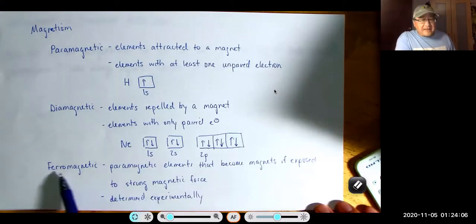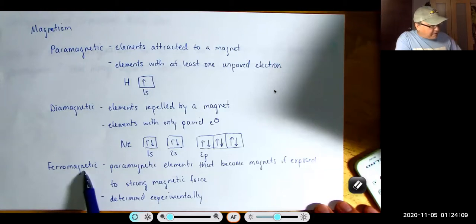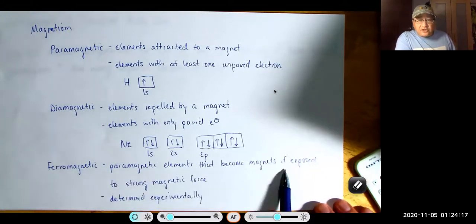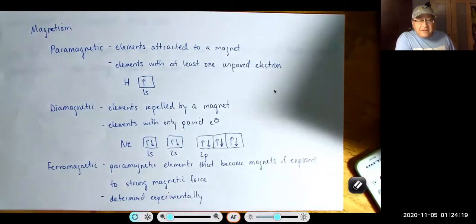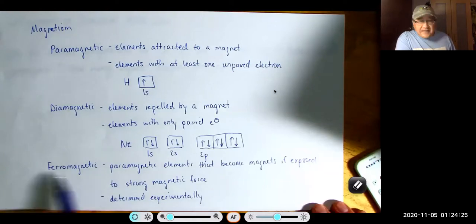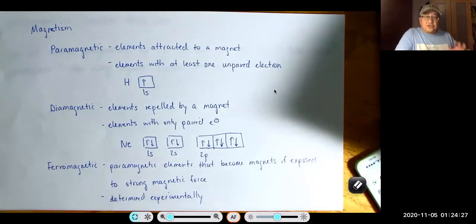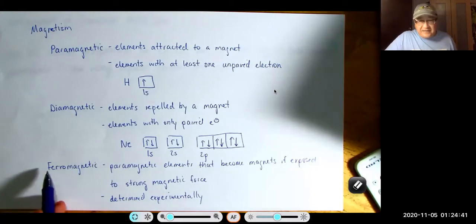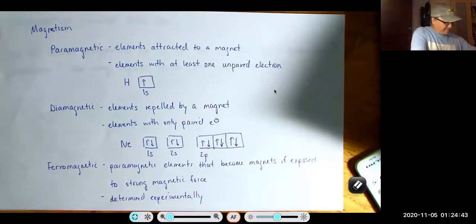And then there's ferromagnetic. Ferromagnetic are elements that are paramagnetic. That means they have at least 1 unpaired electron. And when you expose that element to a strong magnetic force, they become magnets themselves. Now, how do you determine if something is ferromagnetic? And the answer is you determine it experimentally. You can't just look at the periodic table and say, oh, that's ferromagnetic, except for one element. One element you know for darn sure is ferromagnetic, and it's the one where the symbol is Fe. So iron is ferromagnetic.